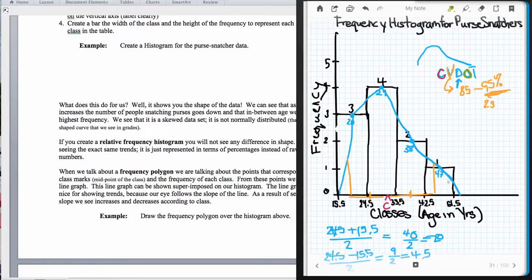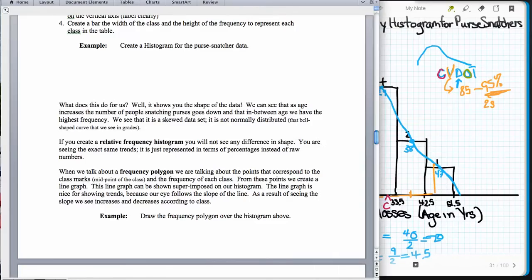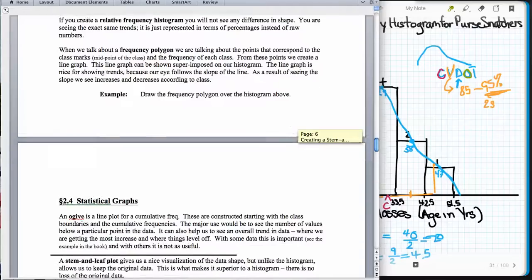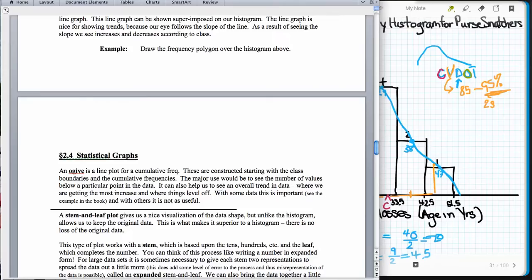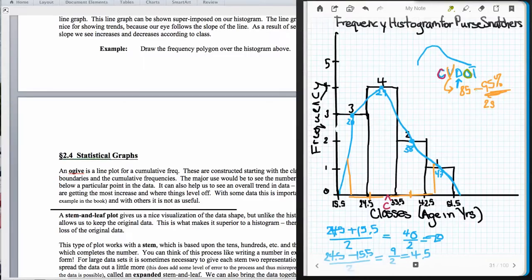Now, that's not as apparent here in the histogram. However, in the next section we're going to talk about some other statistical graphs, the stem and leaf and the dot plot. We're going to see a little more about seeing the outliers, and both the stem and leaf and the dot plots are fairly good at showing us outliers as well. So I'm going to leave that for our next little mini lecture.